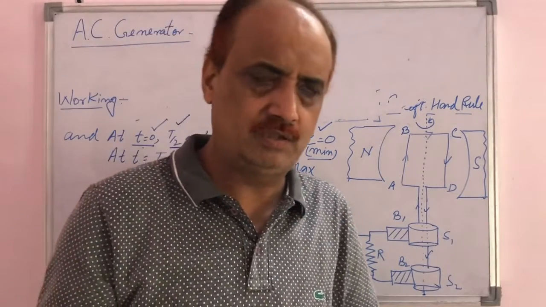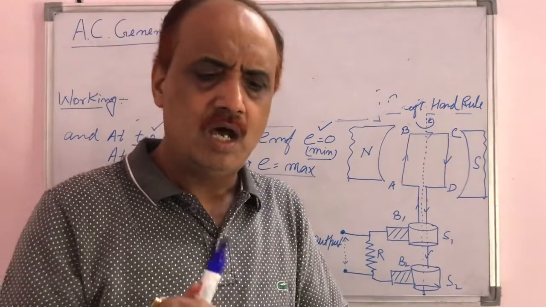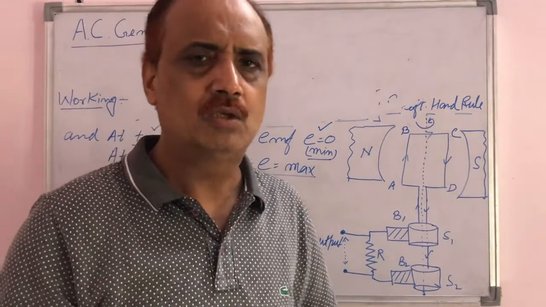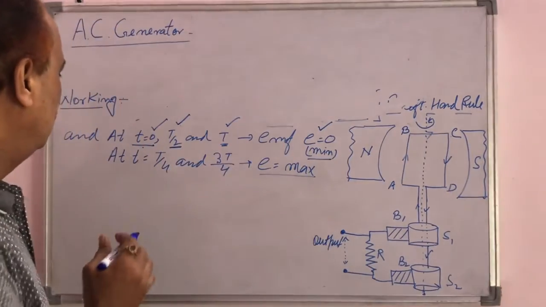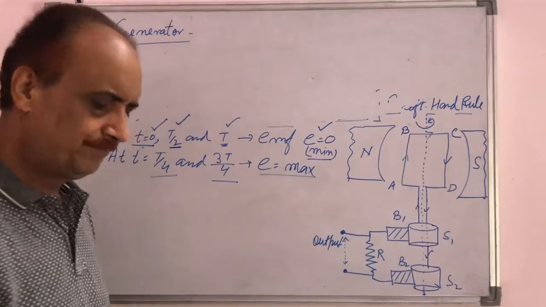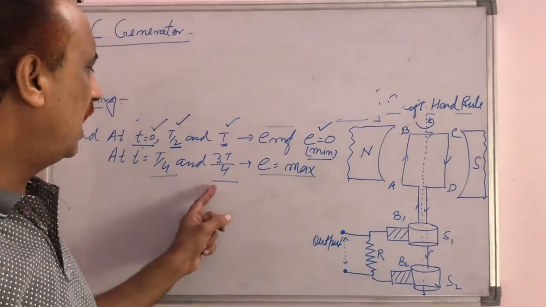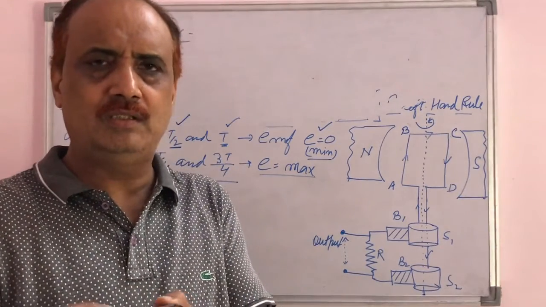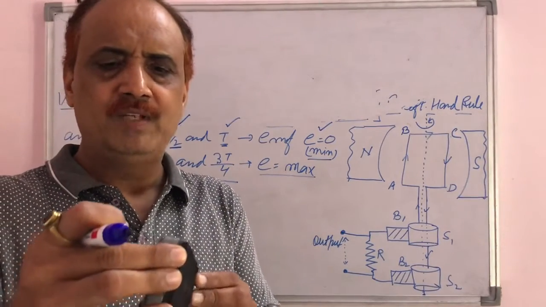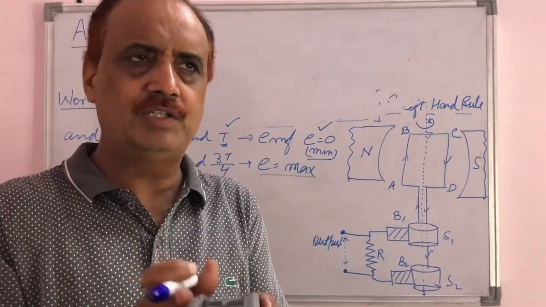In the vertical situation, the magnetic lines of force are always parallel to the arms AB and CD of the coil, therefore the EMF will be equal to 0. And next, the remaining two timings, that is at time t = T/4 and t = 3T/4. The first situation is t = 0, and the next situation is when the coil is in horizontal position.